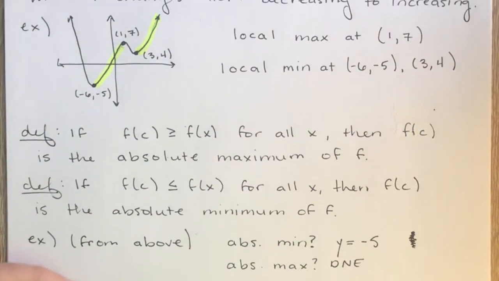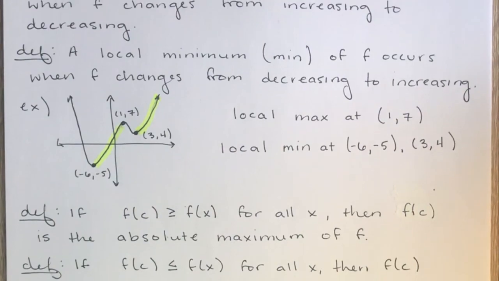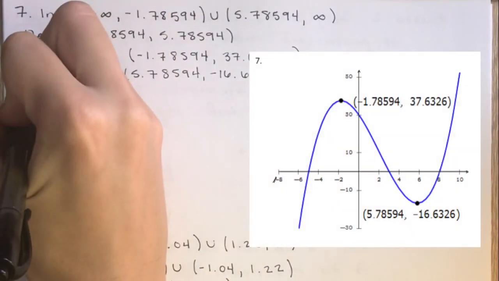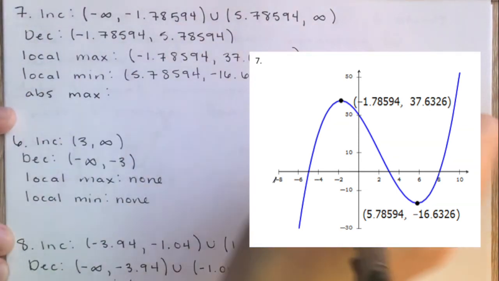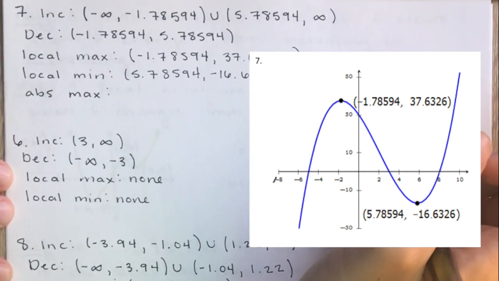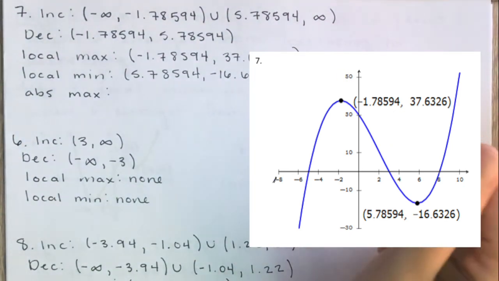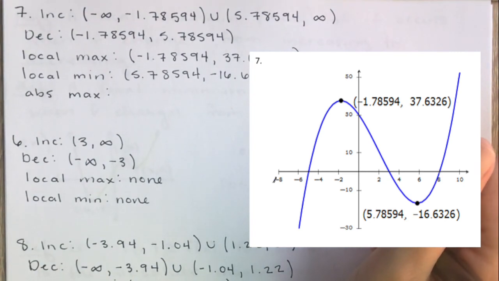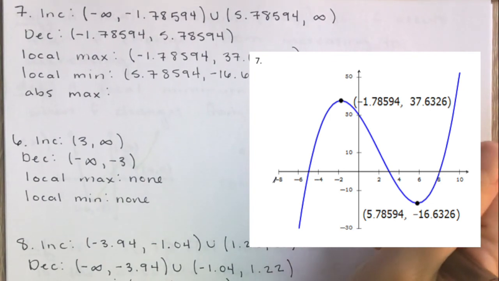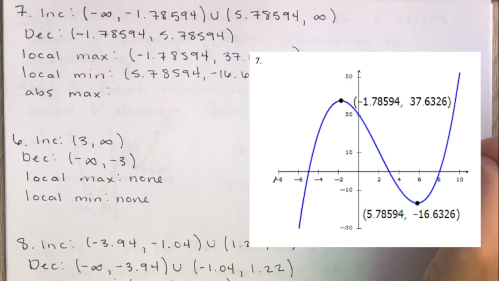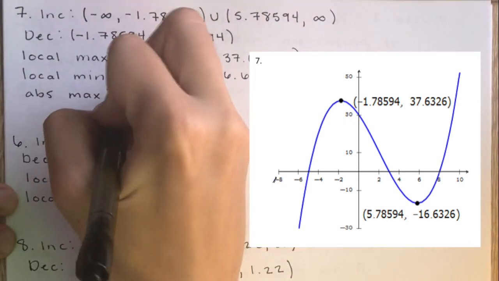All right, let's check out our examples. Absolute max. Do we have one? That peak on the left-hand side, is that our largest y value? 37.6326, is that our largest y value? Is that larger than all other y values on the graph? No, it is the largest for that part of the graph, which is why it's a local maximum. But on the right-hand side of the graph, we extend upwards forever, right? So there is no absolute max, does not exist.